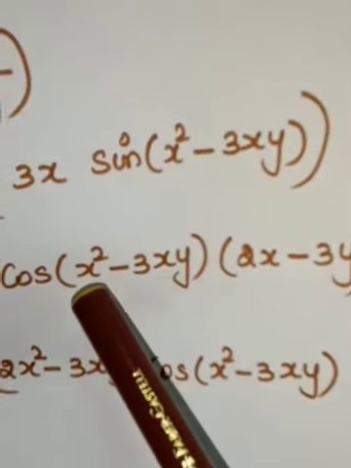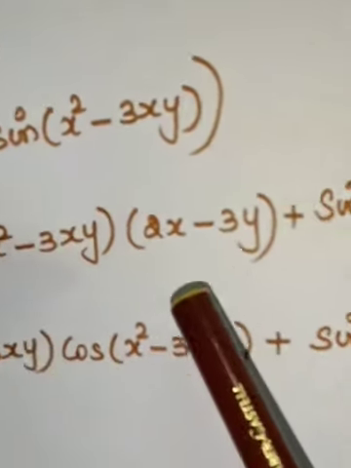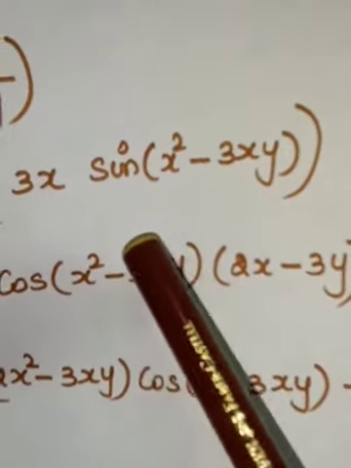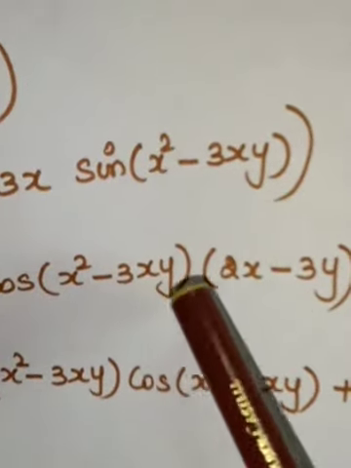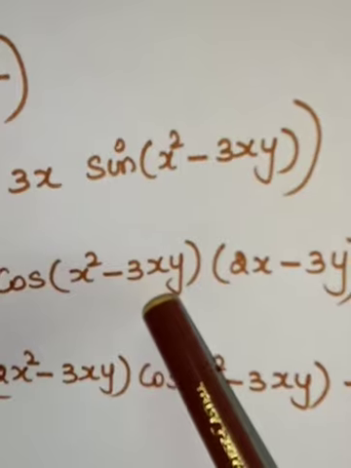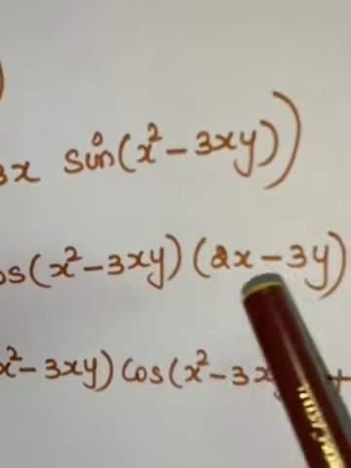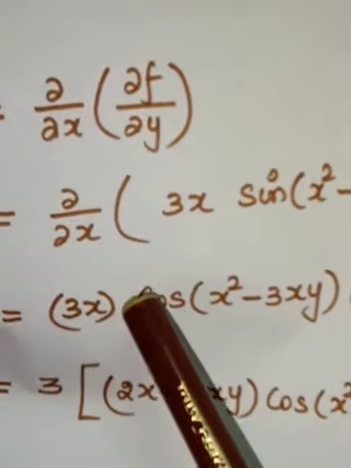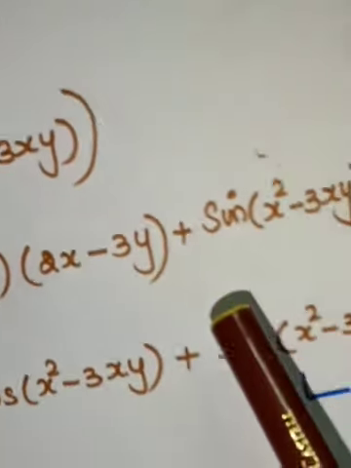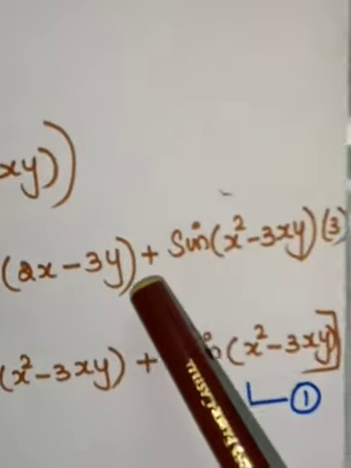So first term, what is it? x squared, whose differentiation is 2x. And from this term, what is the constant? Minus 3y, that is taken out. And what is remaining here? x. The differentiation of x with respect to x is 1. Now u dv is over. In the product rule, in between you have to write plus.